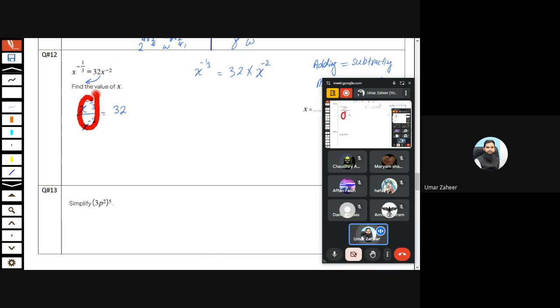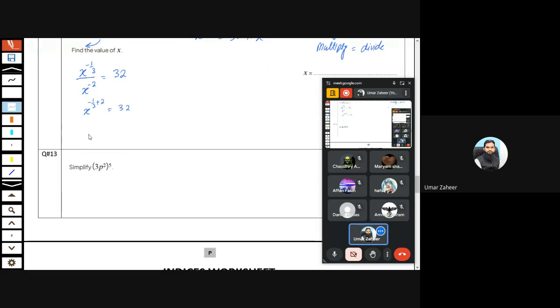Now we have the same basis. All right, Miriam? Yeah. Now we have the same basis, so we have to add the powers. Minus 1 by 3 plus 2 is equal to 32. Now minus 1 by 3 plus 2, it will be minus 1 plus 3 times 2 is 6 over 3, is equal to 32. I just take the LCM. So it will be 5 over 3 is equal to 32.